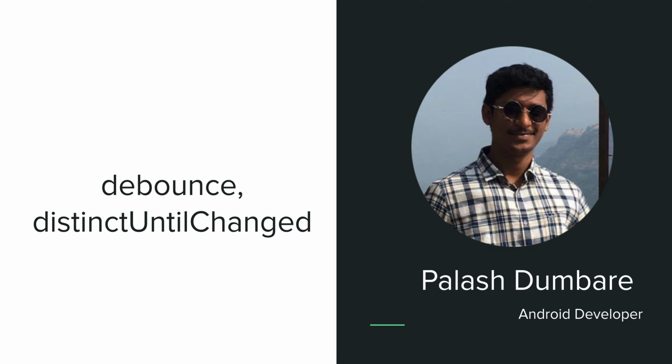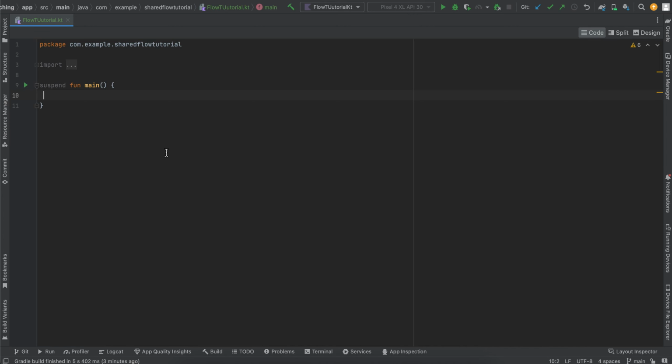I am Palaj Dumre and today we'll be talking about debounce and distinct until change operators of the Kotlin flow. So let's get started. We'll first look at the normal console programming. We'll look at what the debounce and distinct until change operators are. So let's start with the debounce operator.